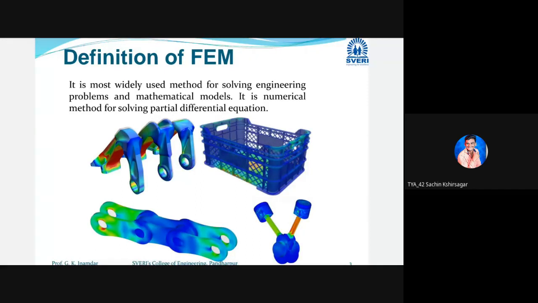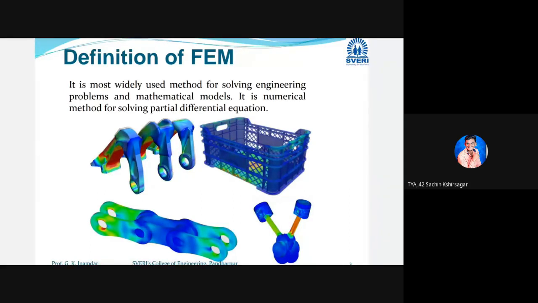Method is nothing but any software. Finite is nothing but the smallest. Element is nothing but an element from that object. If you want to analyze any object, you have to divide that part into different elements, the smallest element or finite element. After that, you can analyze each and every element by using software, by using different partial differential equations.